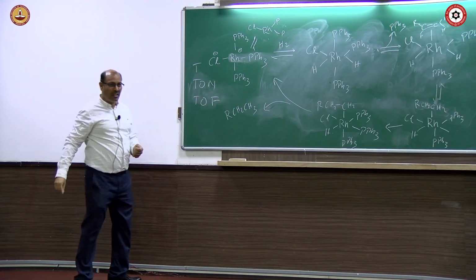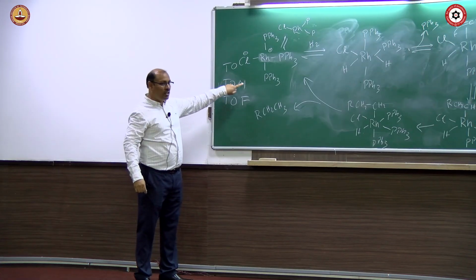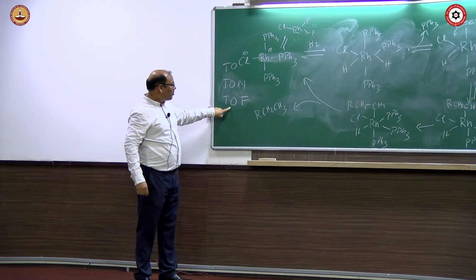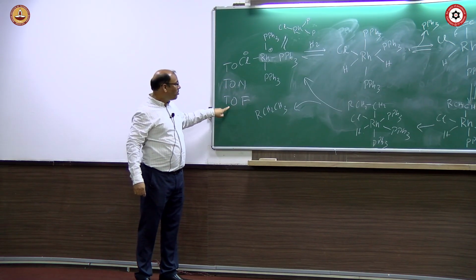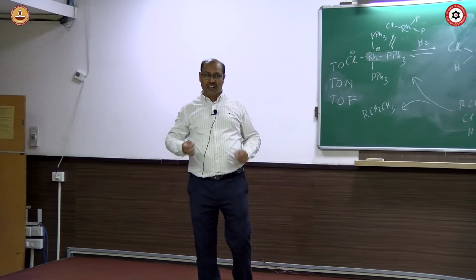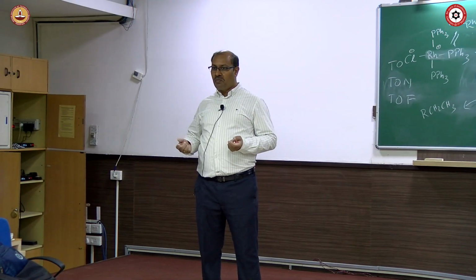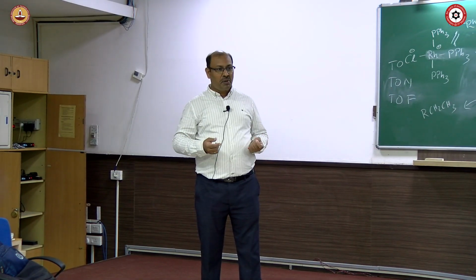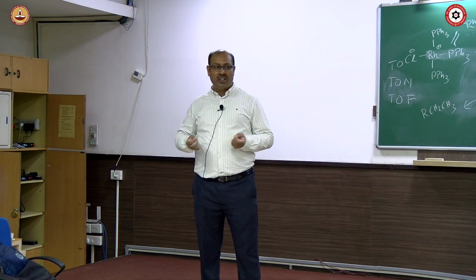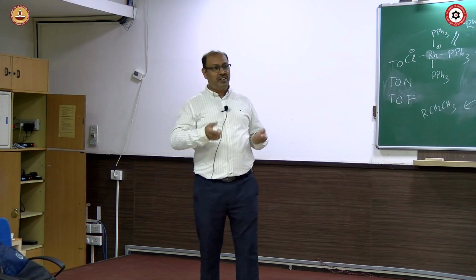T for turnover or TO, TON for turnover number, turnover frequency. Turnover frequency is TON divided by time. Turnover number is a number, no unit. Time has a unit. If you put seconds, then turnover frequency is second inverse. If you take hour, turnover frequency is some number hour inverse. If it is day, then day inverse.